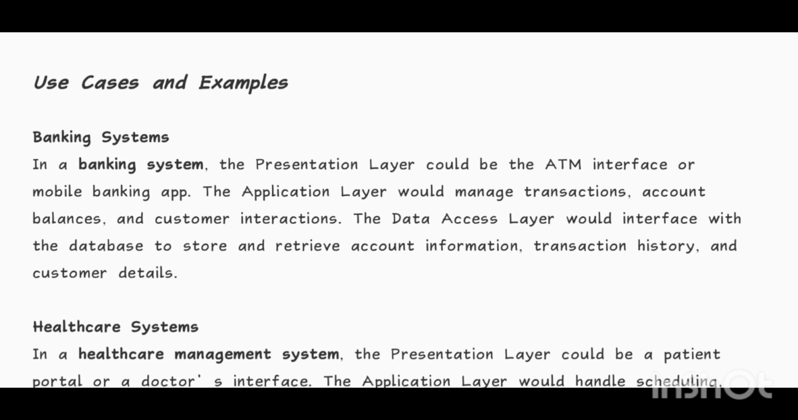Use cases and examples. Banking systems. In a banking system, the presentation layer could be the ATM interface or mobile banking app. The application layer would manage transactions, account balances, and customer interactions. The data access layer would interface with the database to store and retrieve account information, transaction history, and customer details.